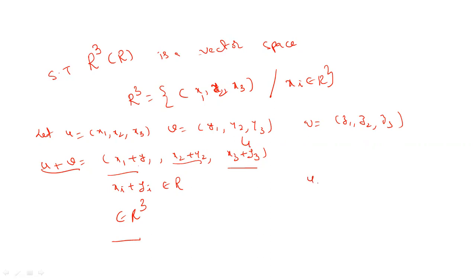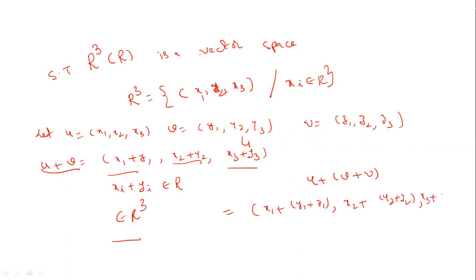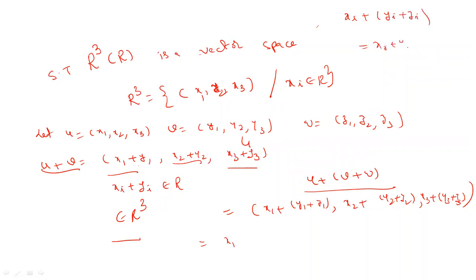So u plus v plus w is equal to (x1 plus y1 plus z1, x2 plus y2 plus z2, x3 plus y3 plus z3). So this is the addition of the vectors. Okay. So this can be written as, because each one is a real number, xi plus yi plus zi can be written as xi plus (yi plus zi). This is true in the number system.